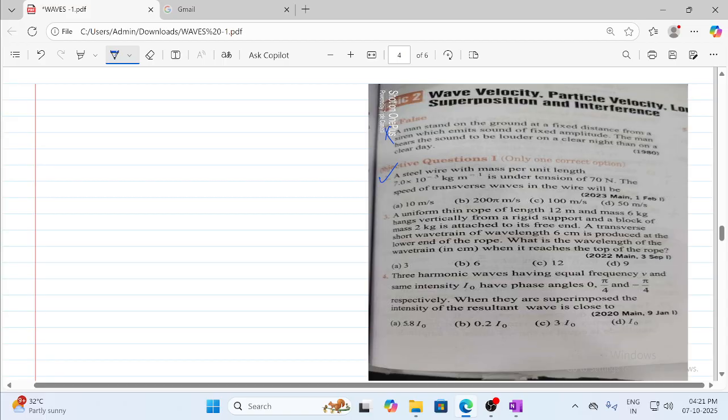A steel wire with mass given, under tension given, find the speed of the transverse wave. Simple question. What is the answer? 100. Which formula will we be using here? Simple, under root T by mu we will be using. You can all do it. Let's start. Go with the third one.